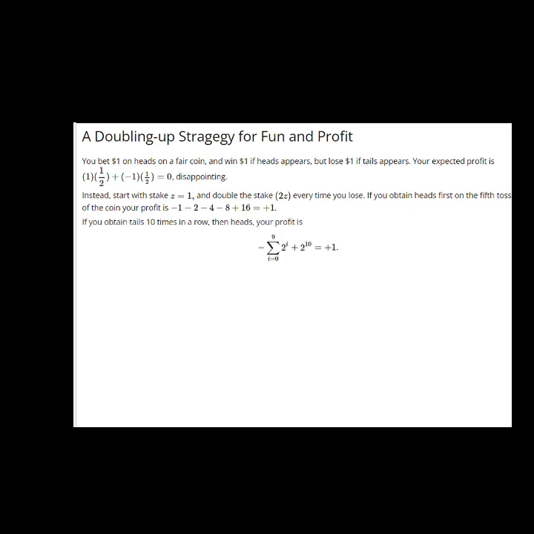Indeed, if your first heads appears after 10 tails, then your profit is minus the sum as i goes from 0 up to 9 of 2 to the power i, plus 2 to the power 10. Again, this is $1. Remarkably, no matter how long you have to wait to get your first heads, you always win $1. What an amazing strategy. Where's the catch? How much credit do you require in order to play this game?